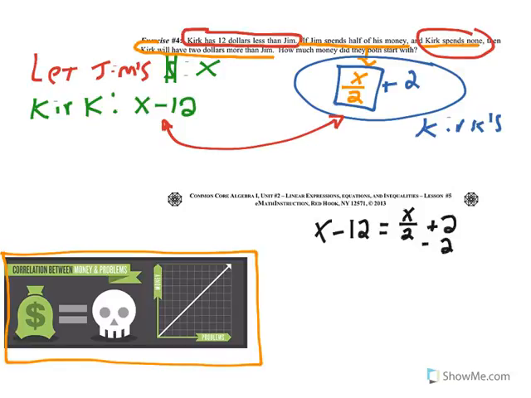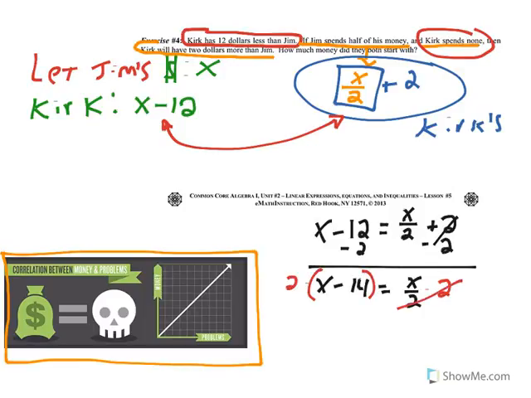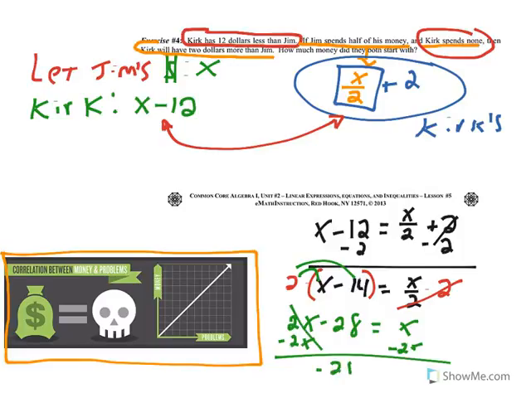I'm going to subtract this 2 over there. I'll get X minus 14 equals X over 2. I'm going to times 2. Times 2, those will cancel. I will distribute in, always using my distributive property when I can, to get 2x minus 28 equals x. I'm going to subtract 2x, and I'll get negative 28 equals negative 1x, which means, final answer here, x equals 28.